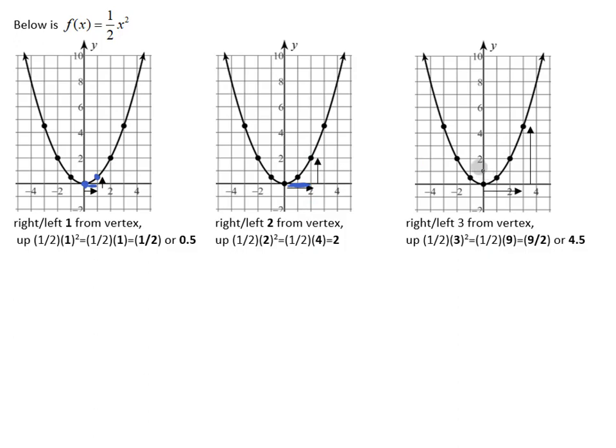And then lastly, if I were to go left or right 3, 3 squared would be 9, but we only want to go up half of 9, which is 4.5. So we go up 1, 2, 3, 4 and a half units to find our point there. So we can use this to help us find some values where we don't have to necessarily plug in a whole bunch of x's and calculate a whole ton of y's. This pattern will help us out a little bit.